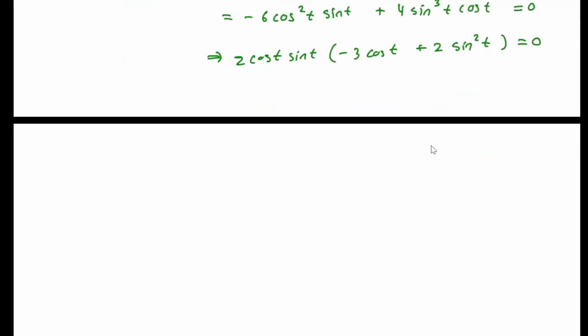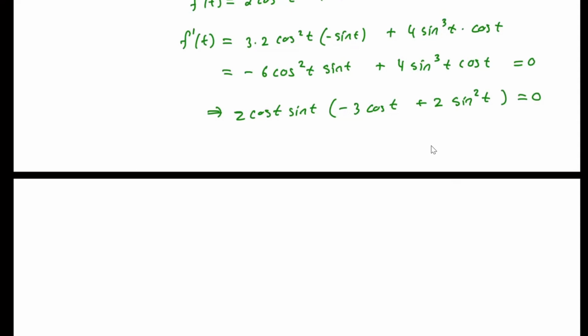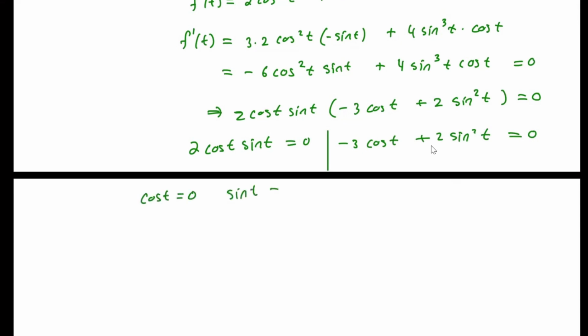All right, so we have these two equations to find the critical numbers. We'll set the first one to 0, 2 cosine of t times sine of t equals 0. We'll get a critical number from here. Then the next one, we have -3 cosine of t plus 2 sine squared of t equals 0. The first one, if we solve it, you can divide by 2 to get rid of the 2. You can take cosine of t, set it to 0, and then sine of t equals 0. Well, when is cosine equal to 0? We know cosine is equal to 0 when t is equal to pi over 2 and 3 pi over 2. So those are our boundary points.